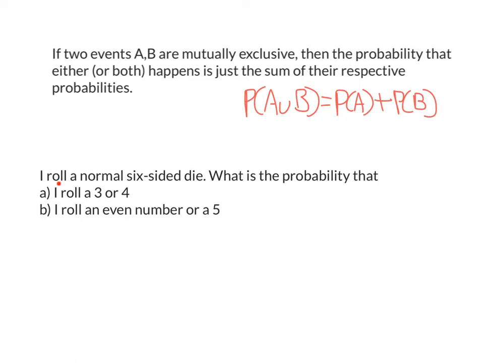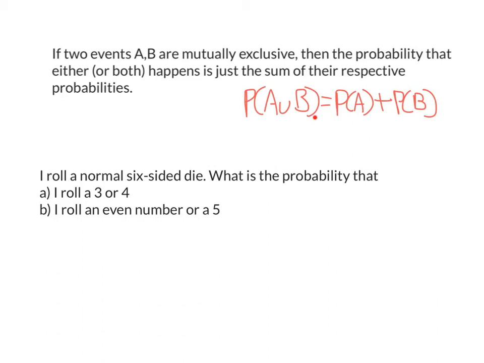So let's look at this example. I roll a normal six-sided die. What's the probability I roll a 3 or a 4? So note, these two events are mutually exclusive. If you roll a normal die, you can't get a 3 and a 4 at the same time. Just can't happen. So you probably know instinctively the probability you roll a 3 or a 4 is 2 over 6. There are two ways you can roll a 3 or a 4. You can get a 3 one way or a 4 a second way, and there are 6 outcomes in total. So it makes sense that it's 2 out of 6.